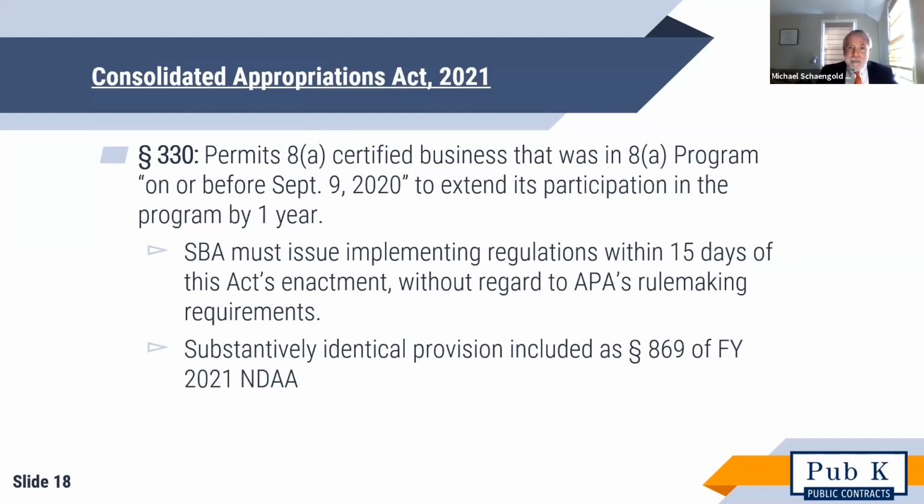Now, the SBA administrator was required to issue regulations under this statute within 15 days and without regard to the Administrative Procedure Act's rulemaking requirements, which means that the deadline was January 11th, 2021. Given the pandemic and holiday season, the SBA did an excellent job in issuing the regulations on January 13th. And they did cure that plain language problem I just mentioned. Finally, a substantively identical provision to this section is included as Section 869 of the 2021 National Defense Authorization Act.